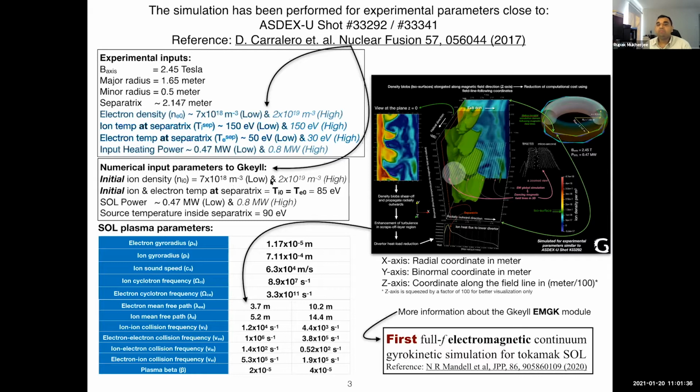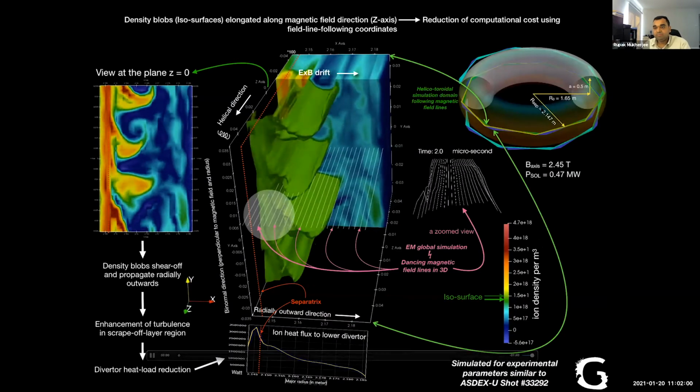We let the profiles evolve with time, and the electron and ion densities self-consistently evolve. Then at a steady state, we are trying to compare our numerical results with the experimental results. A few plasma parameters are these for understanding. And if we go to the next slide, here you can see.